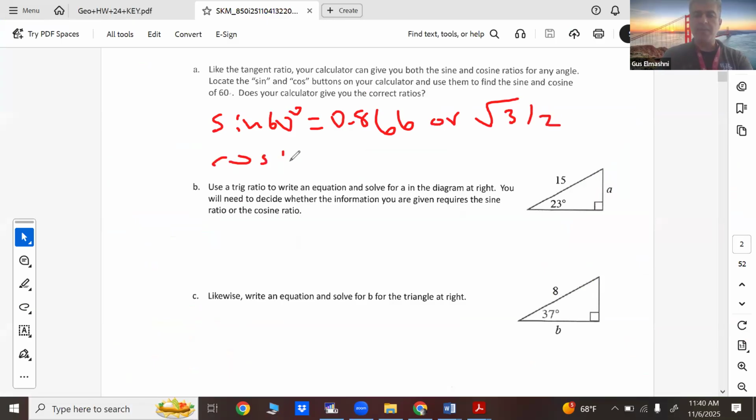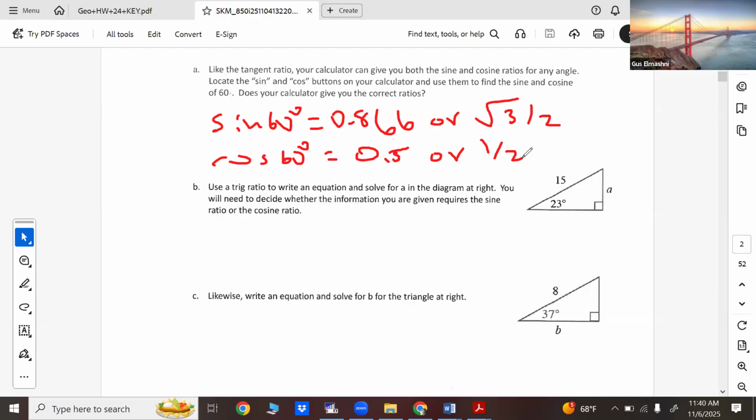And cosine 60 was 0.5, which is really just 1/2. I mean, that's pretty obvious. 0.5 is 1/2. You guys should know that. That's not obvious. But how did I figure that out? By assuming the sides were 1 and 2 and using the Pythagorean theorem. That's how I knew that. I had to make an assumption.